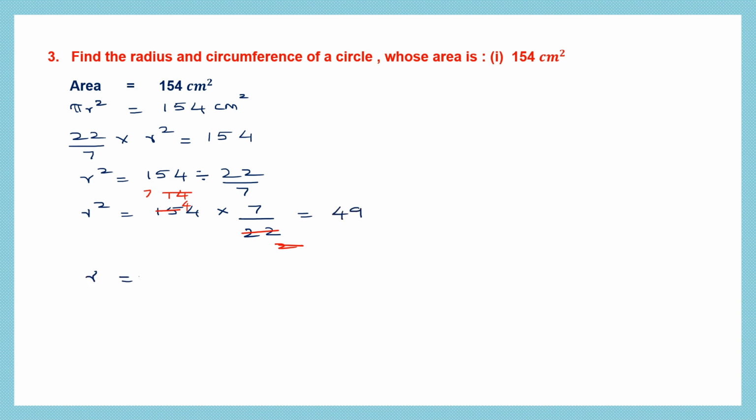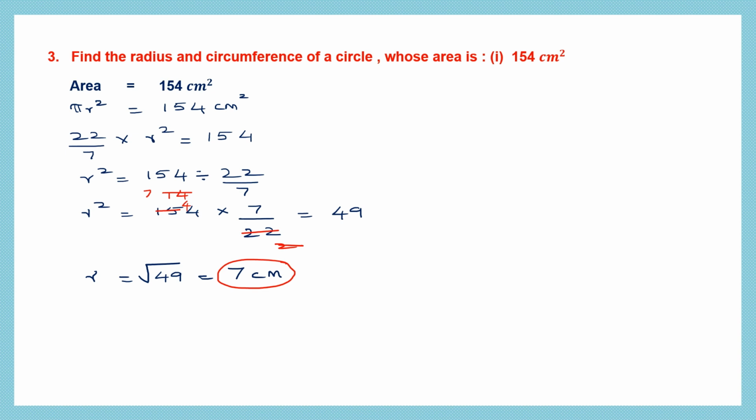So r will be the square root of 49. And what is the square root of 49? 7. So the value of r is 7. So radius is 7 centimeters. So we've got the first answer. Our radius is 7 centimeters.